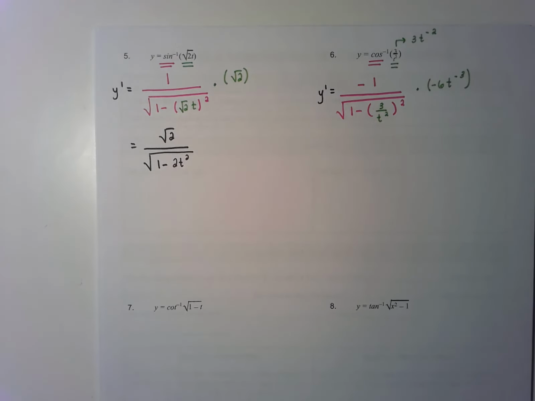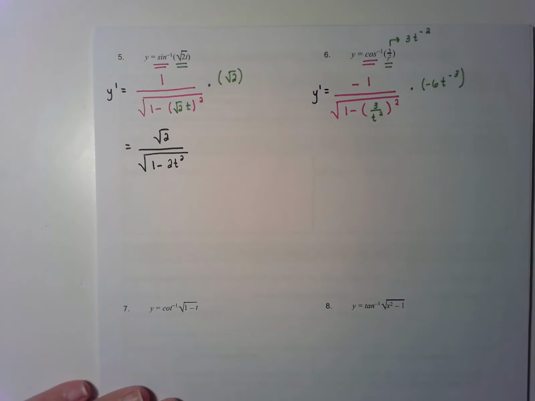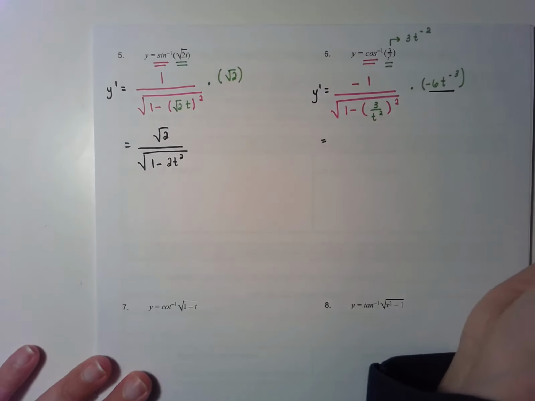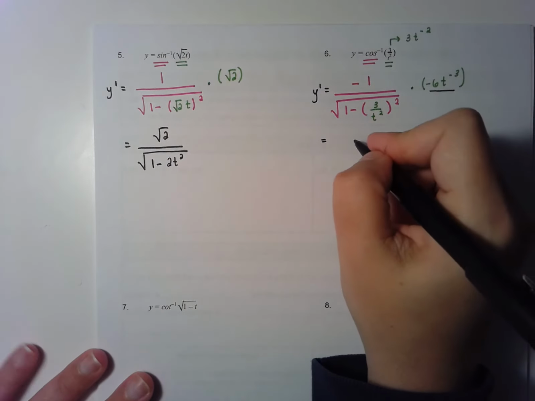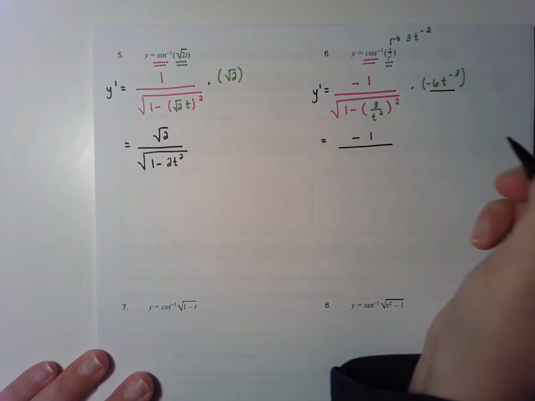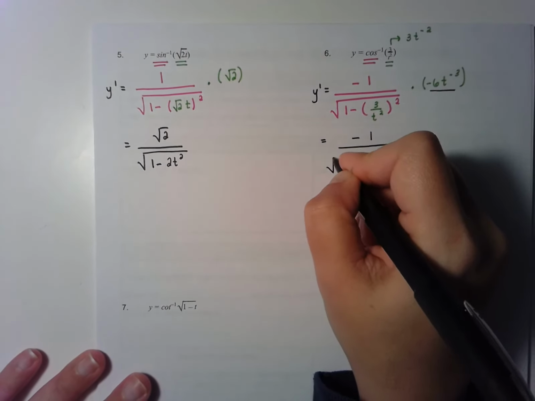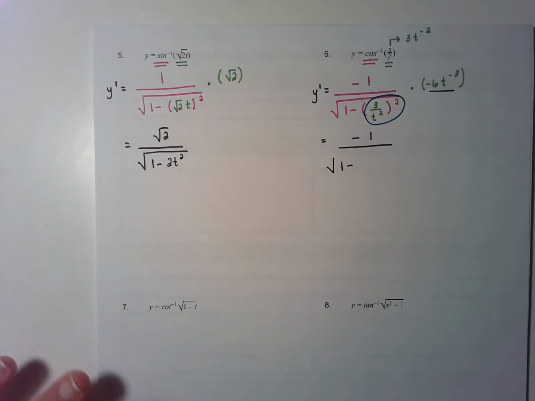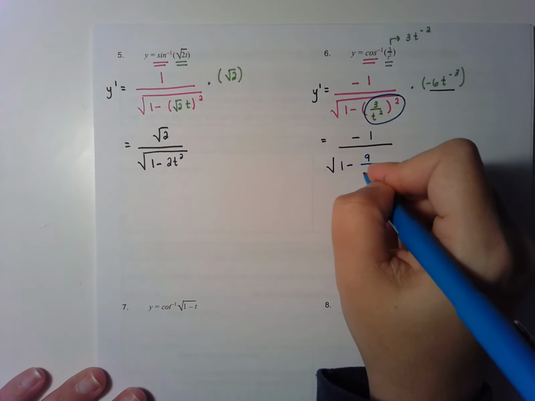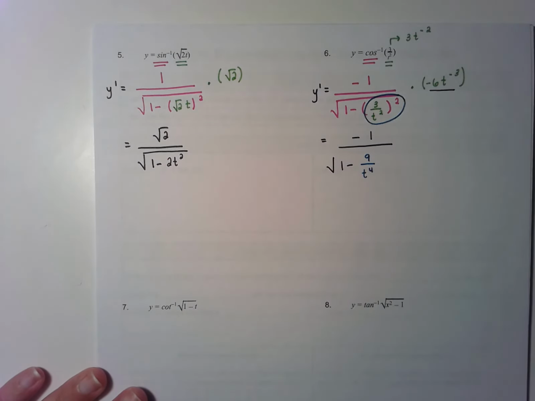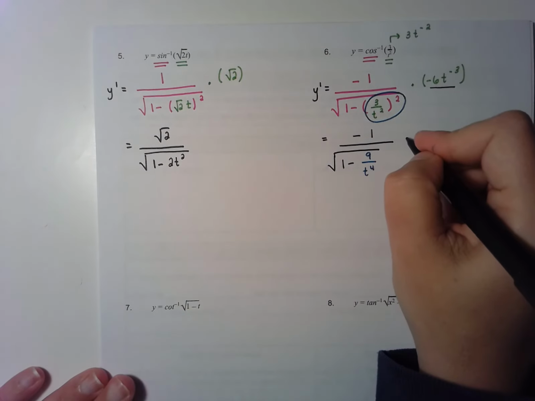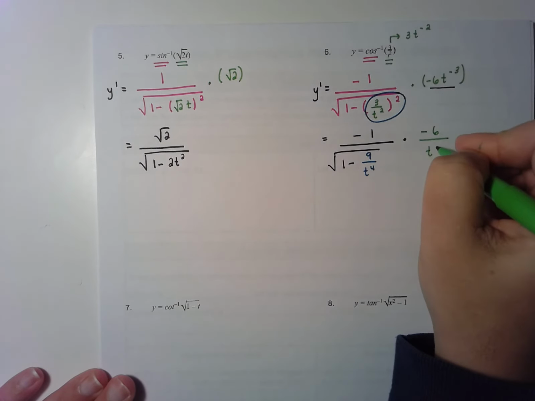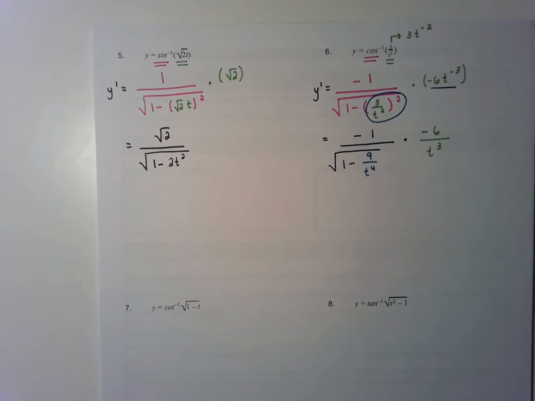Now, simplifying this one's going to be a little bit trickier because we've got these fractions and negative exponents. So let's go through this one step at a time. First, I'm just going to rewrite this with a fraction instead of a negative exponent. And I'm going to simplify this first fraction a little bit as well. So I'm going to have negative 1 over the square root of 1 minus, now 3 over t squared, squared, would be 9 over t to the 4th. And again, this is all underneath the square root here, times, and then I would have negative 6 over t cubed. I'm just rewriting that with a fraction instead of a negative exponent.